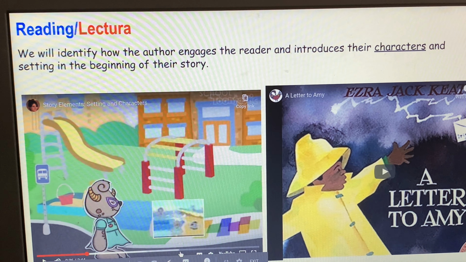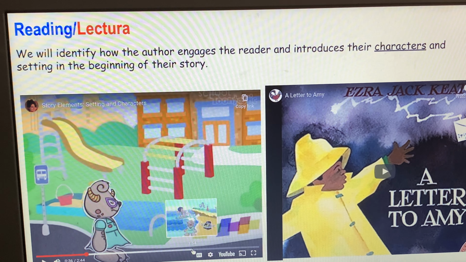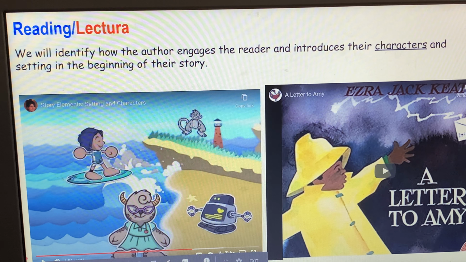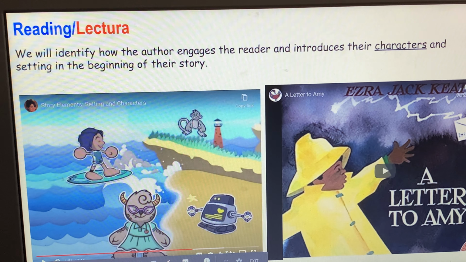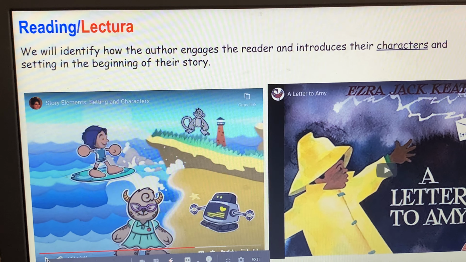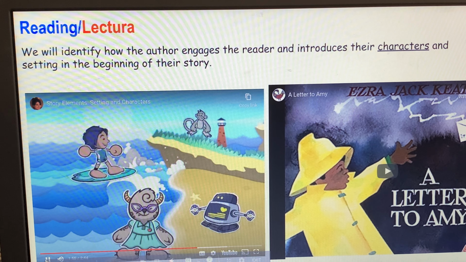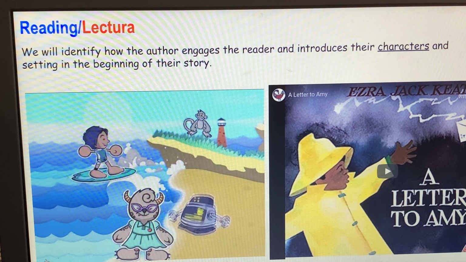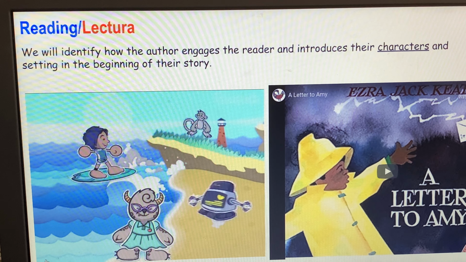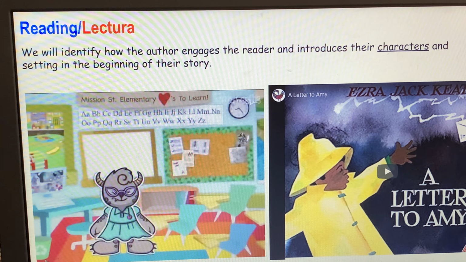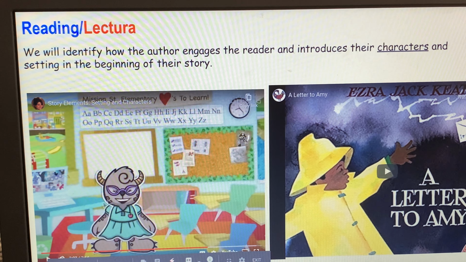Excellent. And if we go a little further, we're going to see how the author describes the character in the story. And we have a robot who is looking for seashells on the beach. So let's think about what we learned.